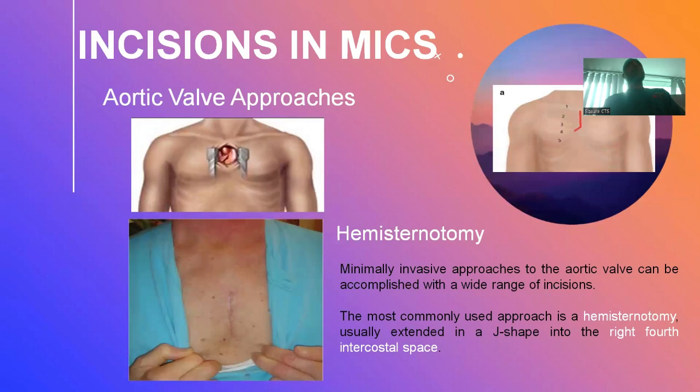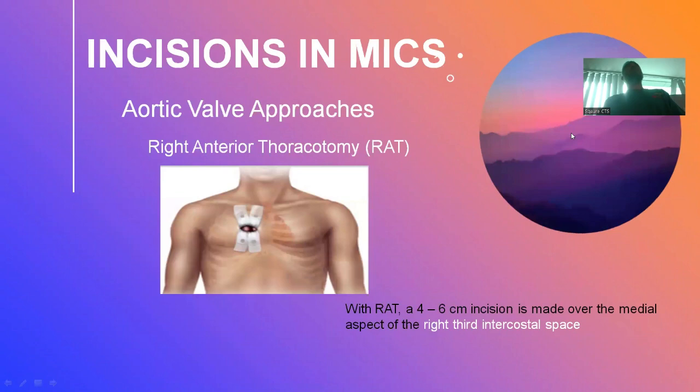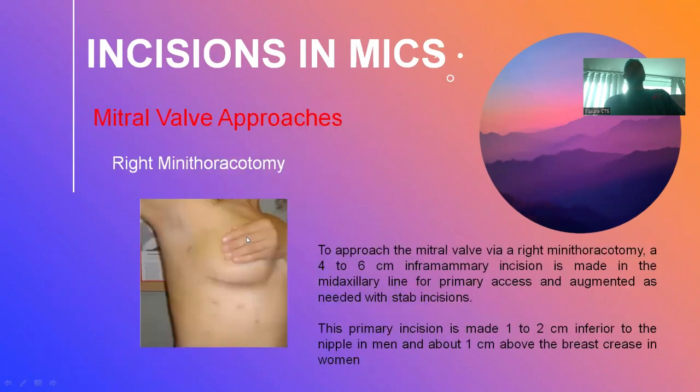Here, this is a pointer. This is the J shape incision that goes to the fourth intercostal space. Then another aortic valve approach is right anterior thoracotomy, that is RAT, with a 4 to 6 centimeter incision made over the medial aspect of the right third intercostal space.